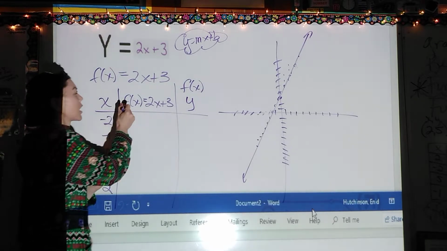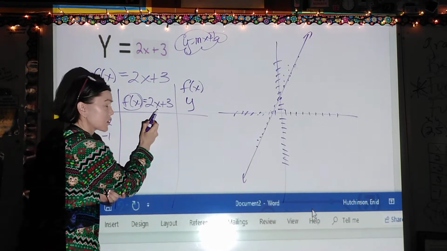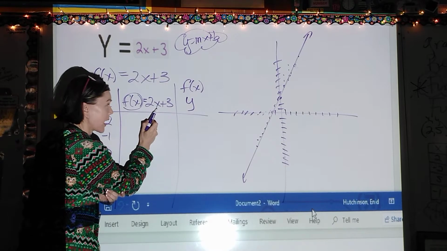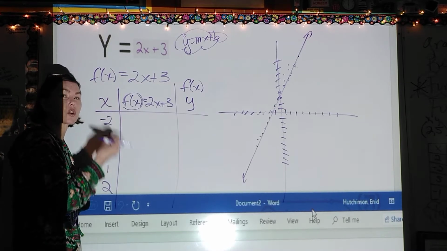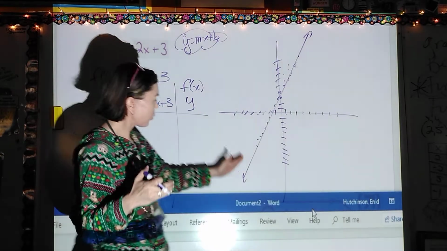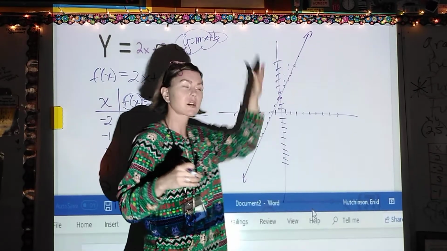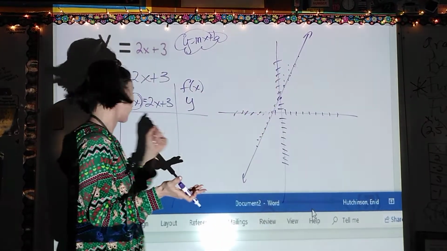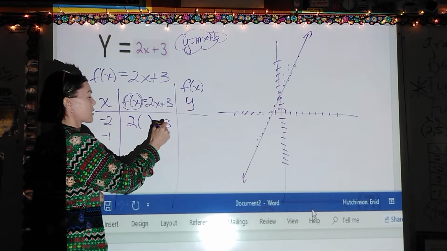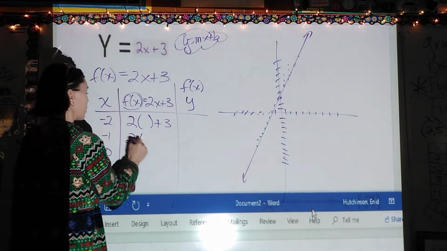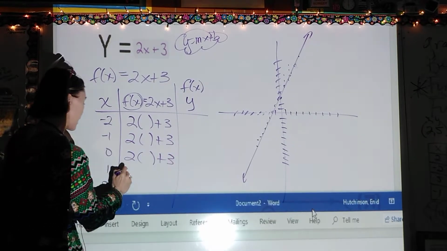Okay, so the function of x, what you're going to do with that x is, this is what you're doing to it. We're doing this table to get our list of ordered pairs, to get what are the points, what are they? What are the ordered pairs? What are the points on that line? Okay, so you would write 2 empty plus 3. 2 empty plus 3. Why am I leaving that x value as an empty?